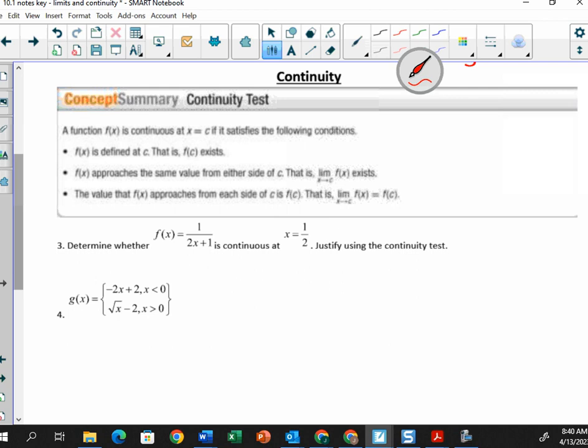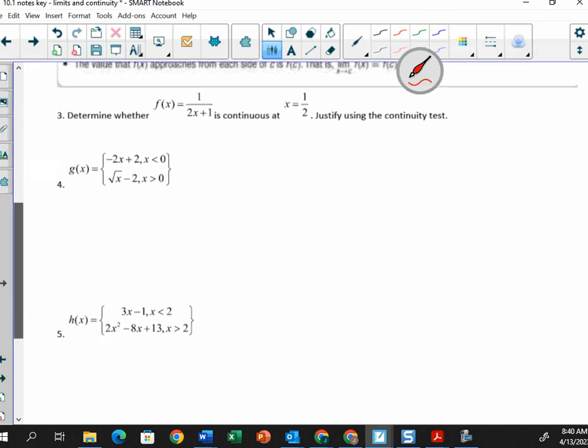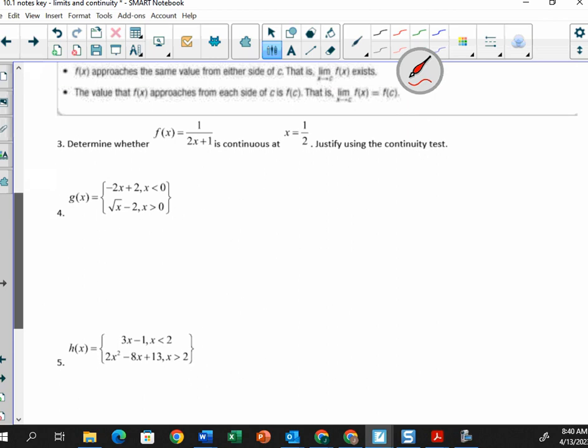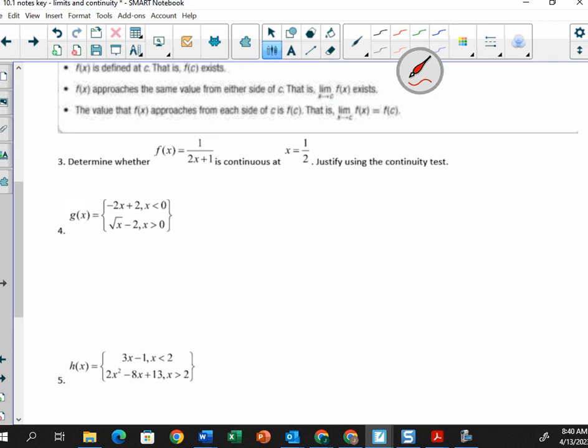So the first one here, I've given you, oh, these are spaced really strangely. So number 3, determine whether f of x equals 1 over 2x plus 1 is continuous at x equals 1/2. Justify with the continuity test. So first bullet point, we need to find f of 1/2.